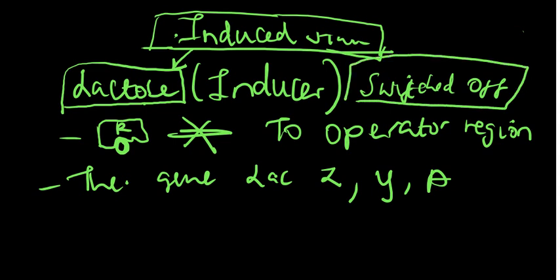It's because when lactose, which is the inducer, is present, it binds on the repressor molecule, which has two active sites, one for the inducer and one for the operator. When it binds on the inducer site, it distorts the shape, and hence the repressor can no longer bind to the operator region. Hence the genes Z, Y, and A will not be transcribed.